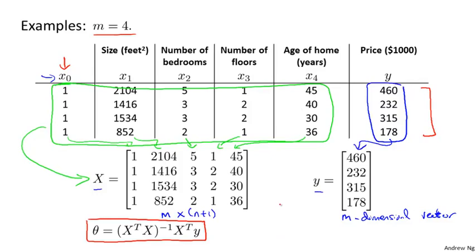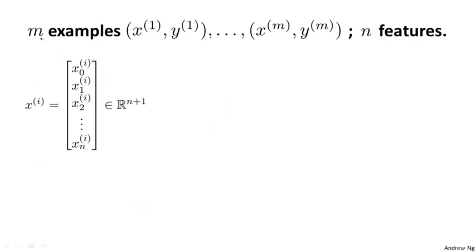Let me write this out in a slightly more general form, and then later in this video, let me explain this equation a little bit more in case it's not yet entirely clear how to do this. In the general case, let's say we have m training examples, x1, y1 up to xm, ym, and n features. So each of our training examples xi may look like a vector like this, an n plus 1 dimensional feature vector.